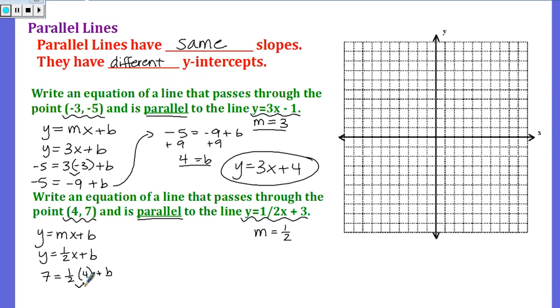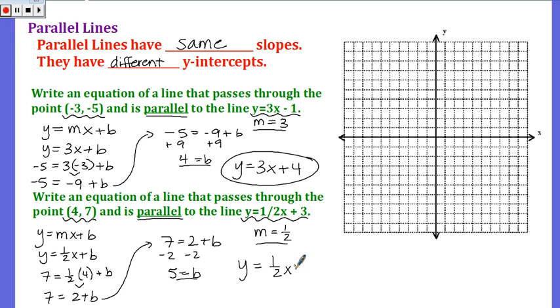I do simplifying, so I type in my calculator 1/2 times 4, and I get 7 is equal to 2 plus b. Then I go to solve that. I'm going to subtract 2 from both sides, and I get 5 is equal to b. So I use this in the slope-intercept form: y = 1/2 x + 5. That equation is parallel to the original line. For a visual, you could go ahead and graph both to see that the lines are parallel.